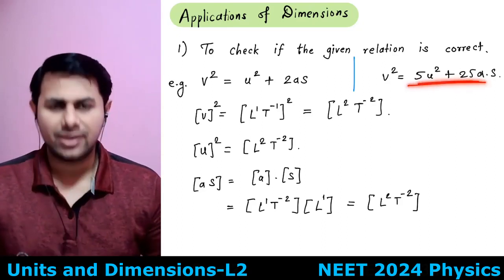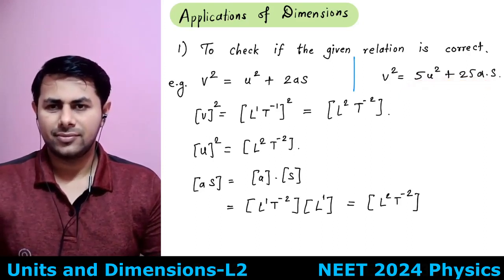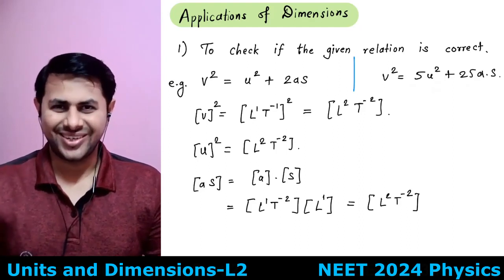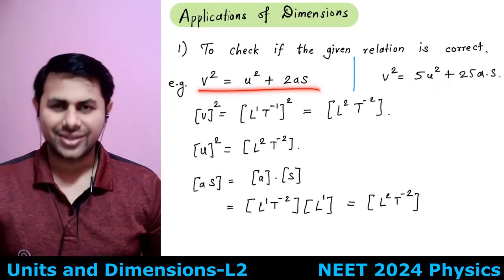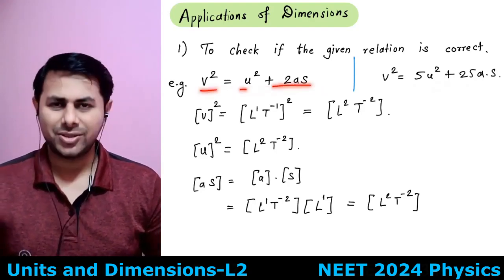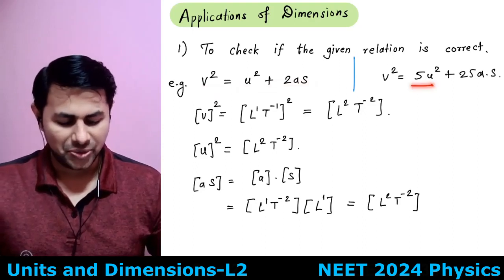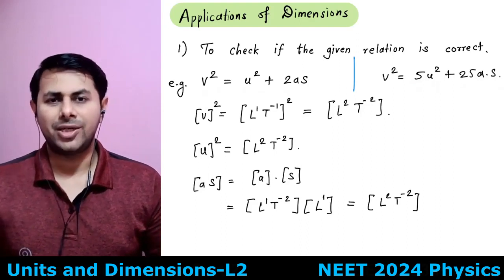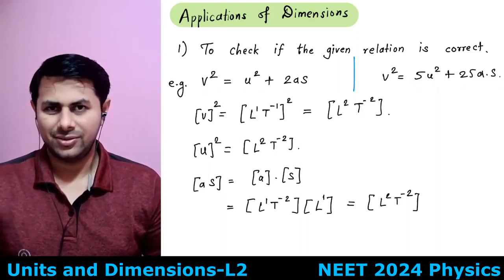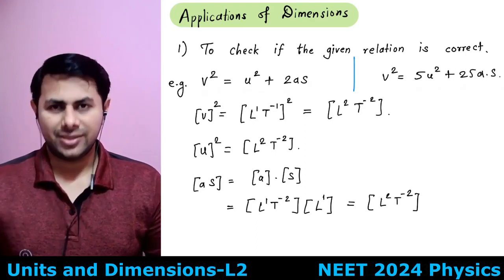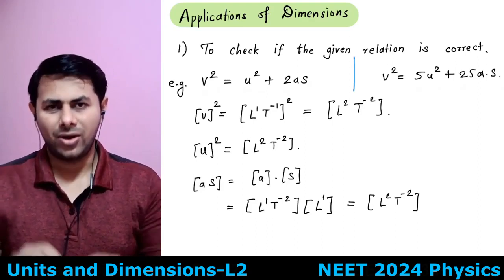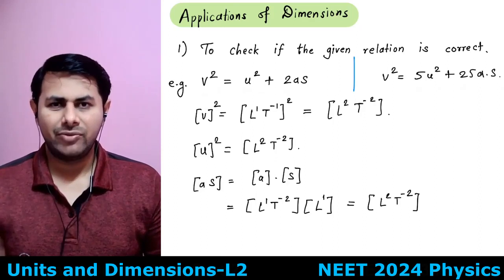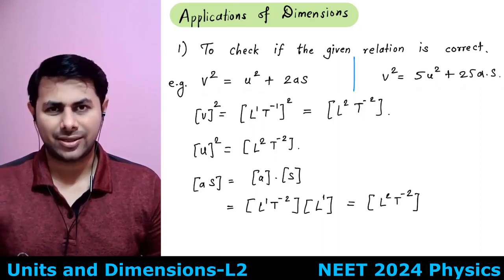But is this equation correct? No, it's wrong. We know the third kinematic equation is v square equals u square plus 2 times a into s. It is not equal to 5u square plus 25a multiplied by s. So we cannot find out the multiplicative factor using dimensions. If the dimensions of all terms in an equation match, then the equation is dimensionally correct, but we cannot say definitely about the multiplicative factor.